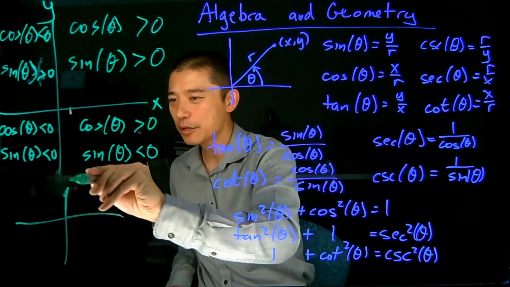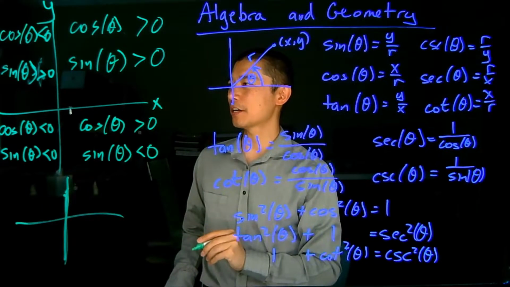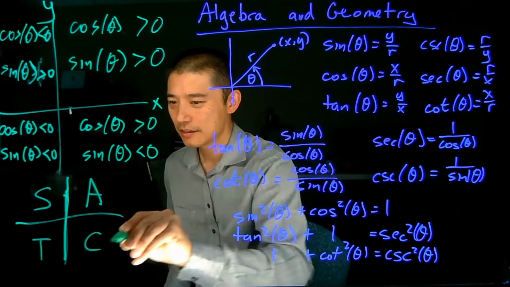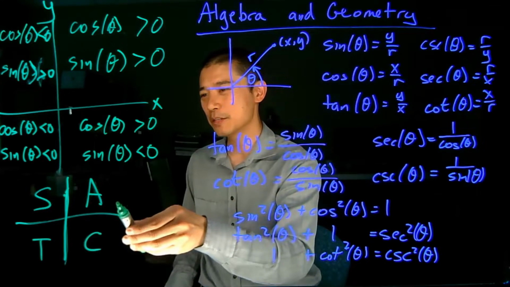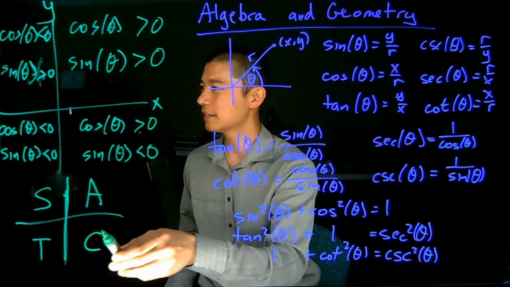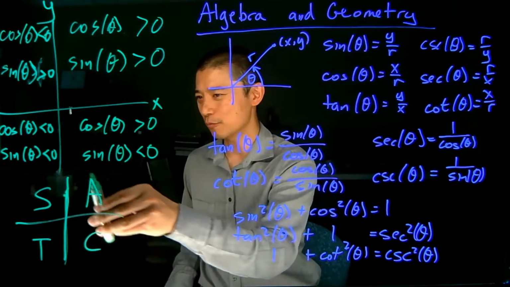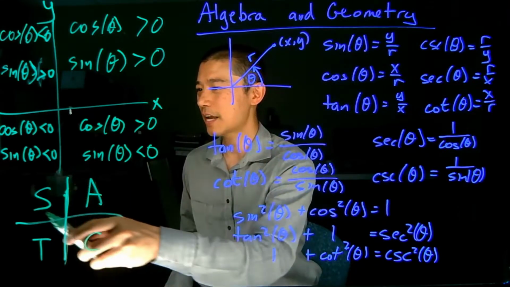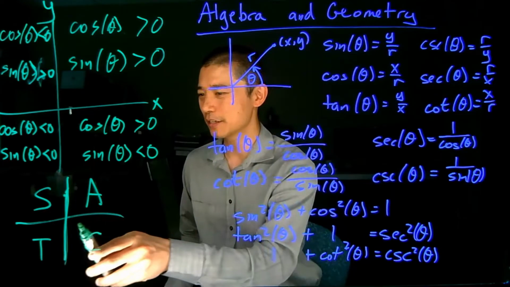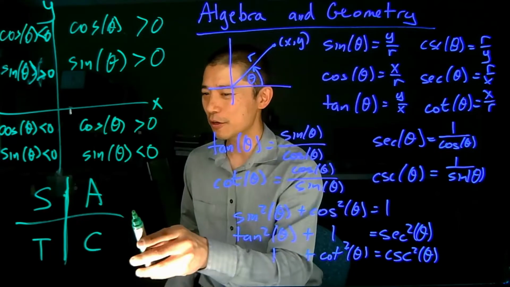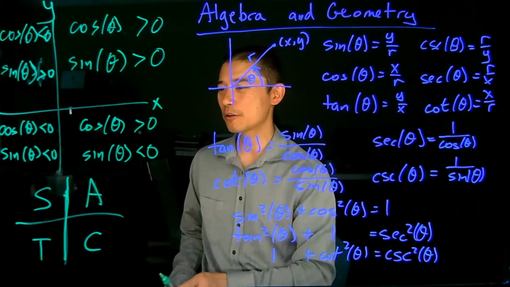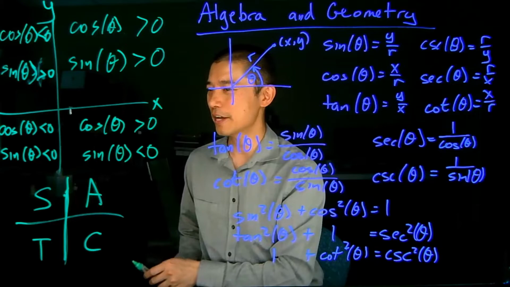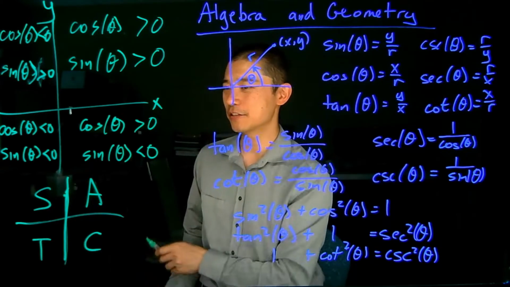Now, there is a quick mnemonic device for keeping track of this information. There are all sorts of different phrases you can use, but the typical one is "All Students Take Calculus," going around from quadrant 1, 2, 3, and 4. All are positive in the first quadrant. Sine is positive in the second quadrant. Tangent is positive in the third quadrant. Cosine is positive in the fourth quadrant. And if it's not listed here, it's negative. So tangent and cosine are negative here. Here, sine and tangent are negative.